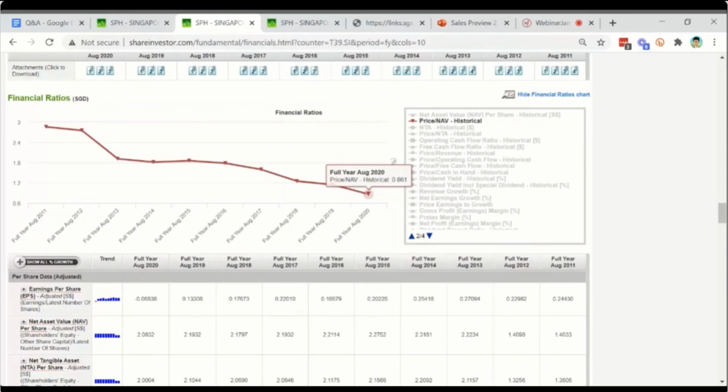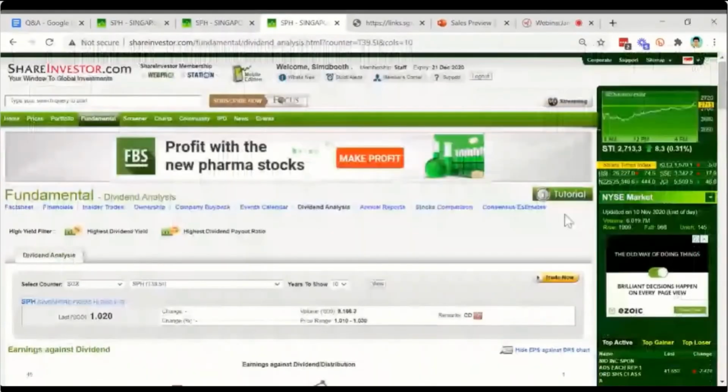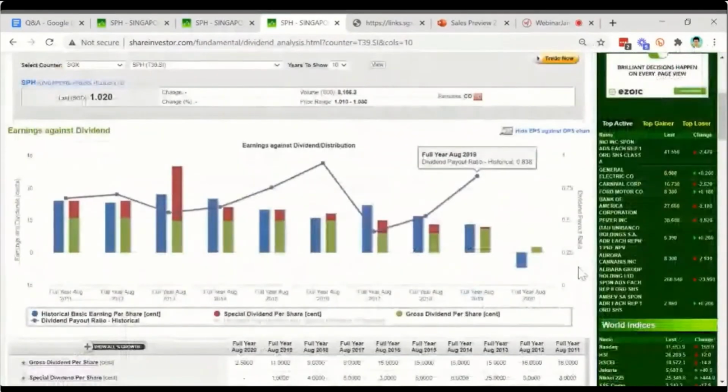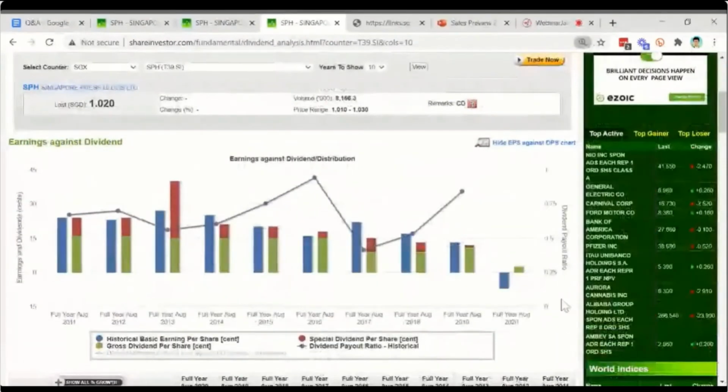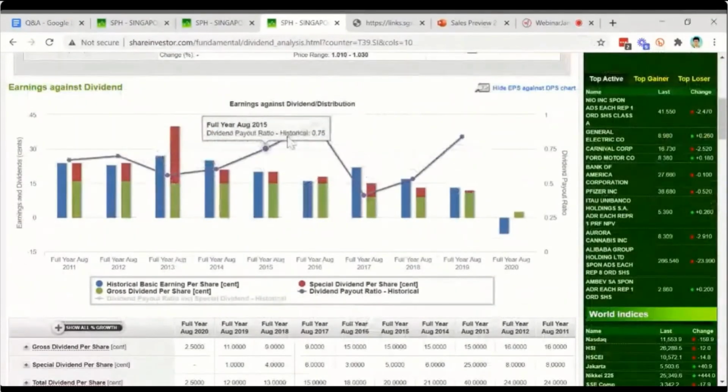So now we also want to compare the dividends of SPH, since it is more regarded as a cash cow kind of property counter. And when I look at the dividend analysis tool for SPH over the 10 years period, let me zoom in a bit. I don't see a clear pattern of the dividends.